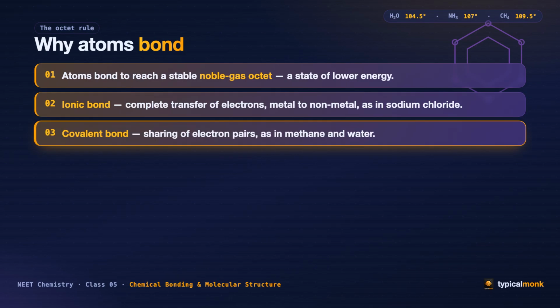The second is the covalent bond. Here the atoms do not give and take, they share electron pairs. This is what holds methane together. And water too. The atoms share their electrons so that each one feels a complete octet.